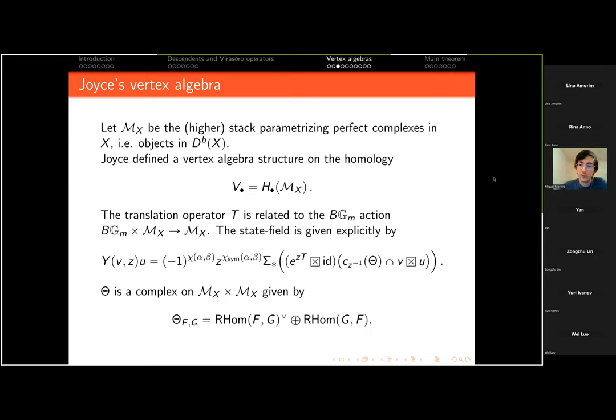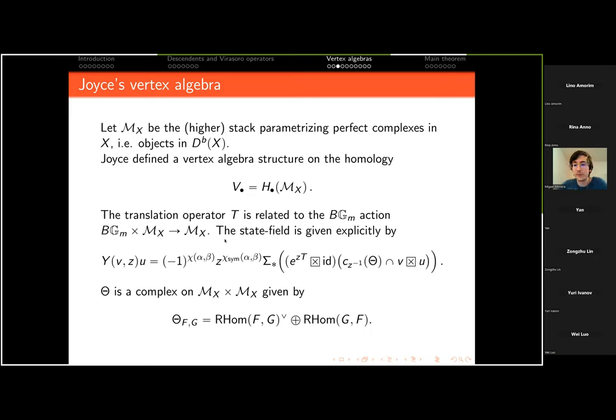Okay, so to define the vertex algebra structure here, you need to define a translation operator, which I'm not going to write exactly, but roughly speaking, it's related to the BGM action on MX. It's related to the fact that if you have a sheaf, you always have C star, or GM if you prefer, acting on the sheaf. So that gives you an action of BGM on the stack MX, and T is related to that.